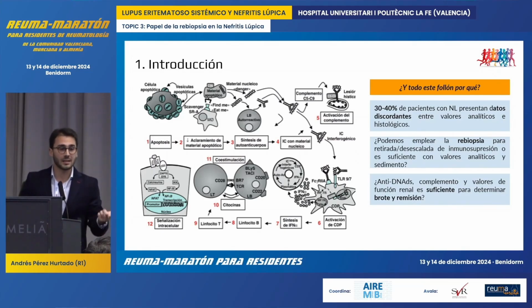And conversely, there will be patients in whom we don't find any abnormalities in lab tests or clinically, but if we perform a biopsy, that biopsy will show activity indices and therefore will gradually lead to chronic kidney disease, which in turn will add to the patient's morbidity and mortality.